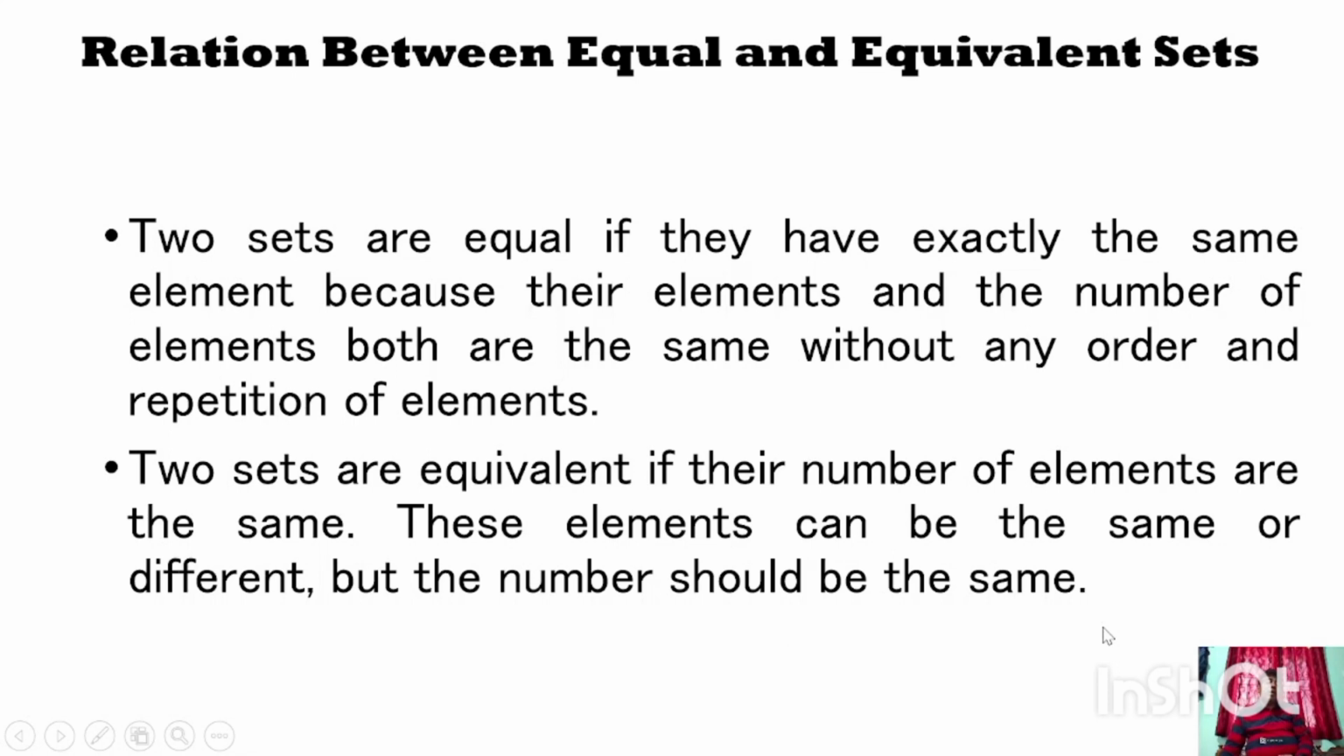This is the condition, the relationship between the equal set and equivalent set. In equal sets, the elements are the same and their numbers are the same. In equivalent sets, the numbers are the same, and the elements may be the same or may be different. So one important common property between equal sets and equivalent sets is that the number of elements is the same. But what is the difference? In equivalent sets, the elements may be the same or different, but in equal sets, the elements must be the same.